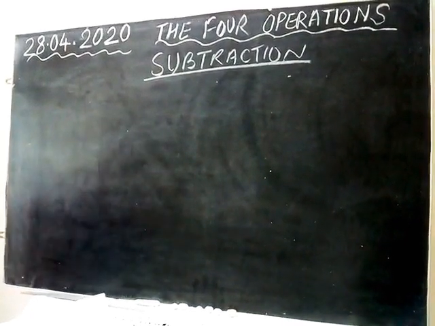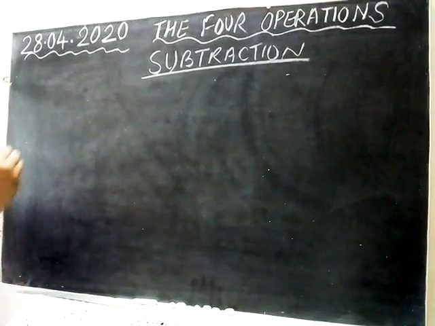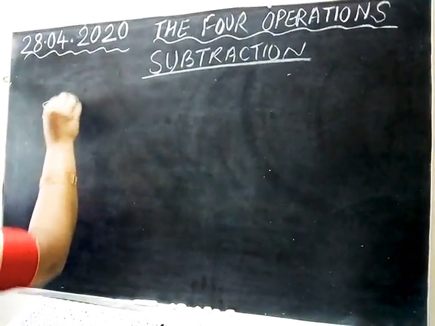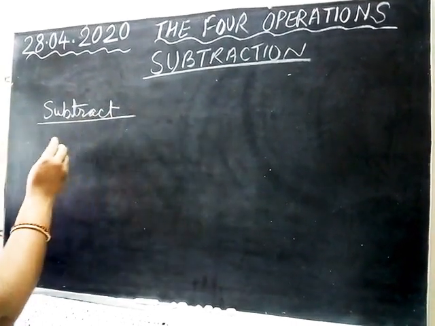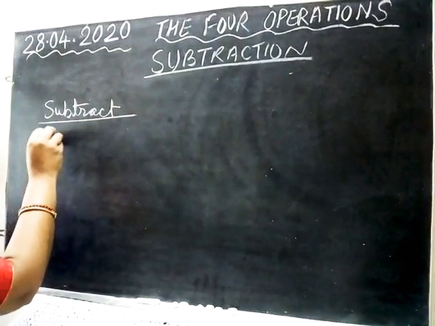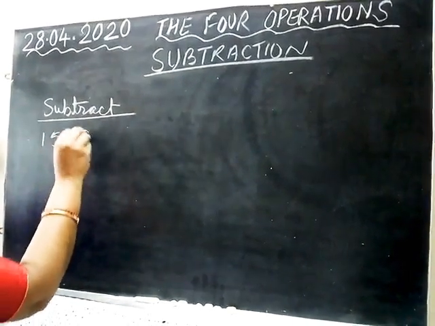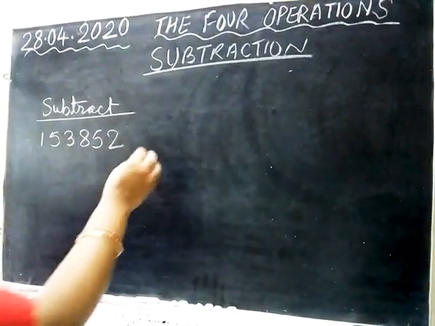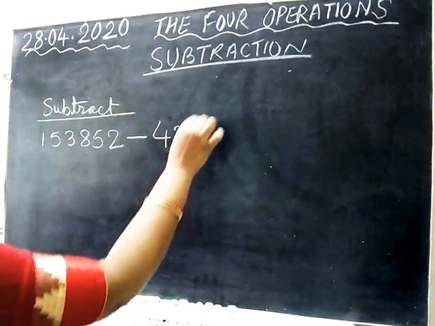So I'll take a greater number only for the subtraction. Okay, so my number is subtract. If I give subtract, okay, I am giving subtract. So my subtraction is 153852 minus 4371.